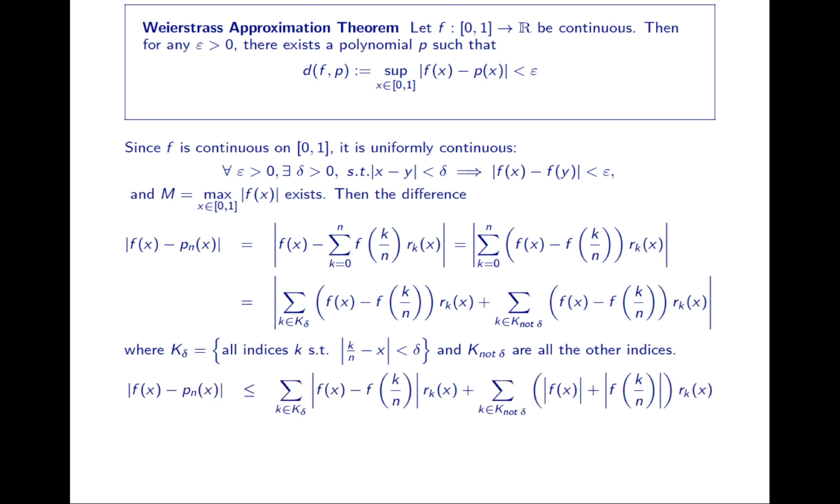So let's distribute that absolute value using the triangle inequality. So now we have an inequality: the absolute value of this difference is at most the absolute value of this plus the absolute value of this. Of course, we know that that's less than epsilon.